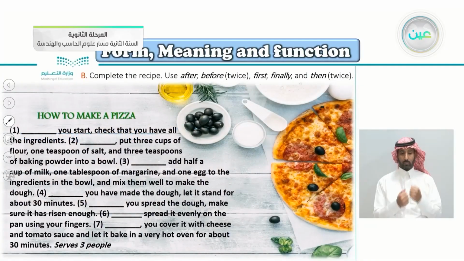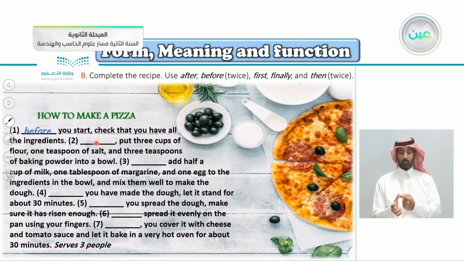Exercise B here, complete the recipe. Use after, before, twice of course, first, finally, and then twice. Let's read it together here, how to make a pizza. So the first thing here, of course, is very good. It's first, before you start, check that you have all the ingredients. Before you start, check that you have all the ingredients.